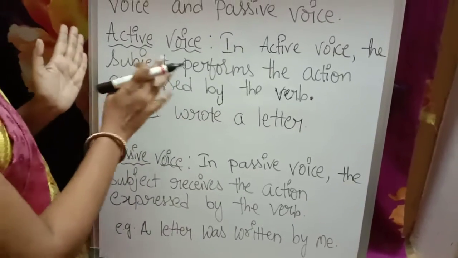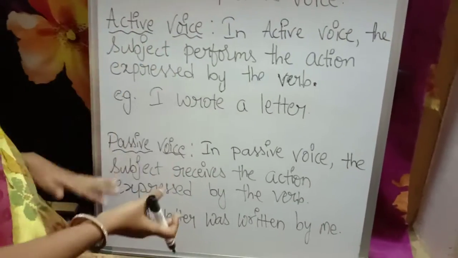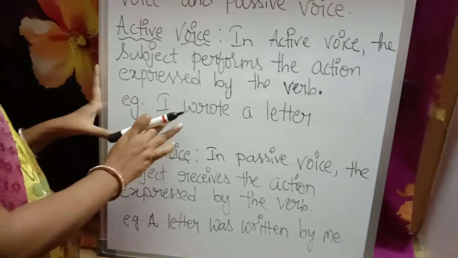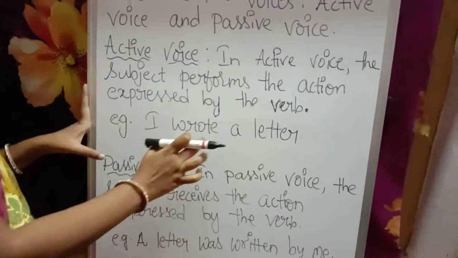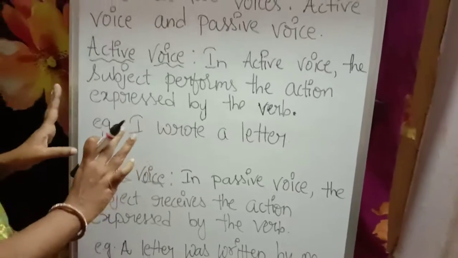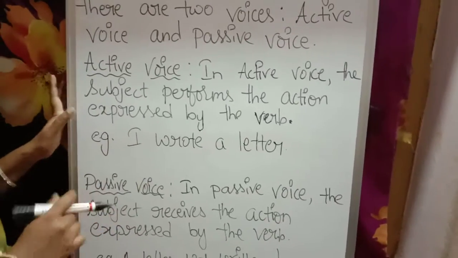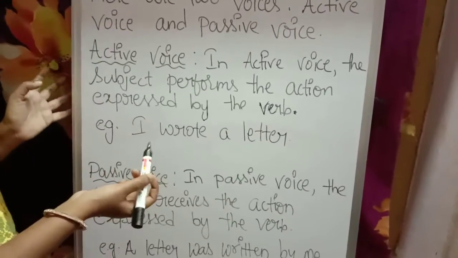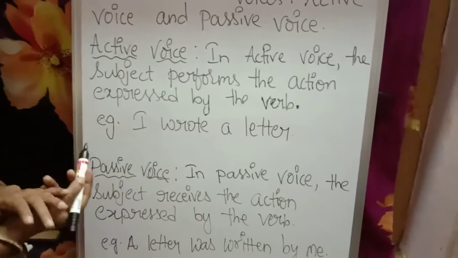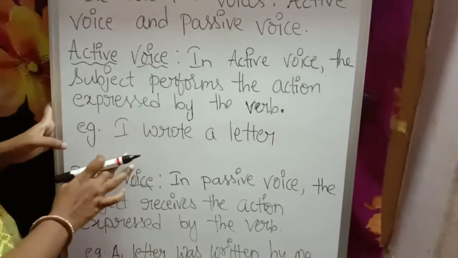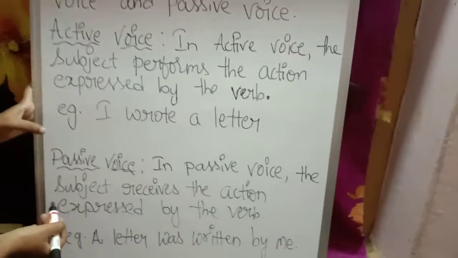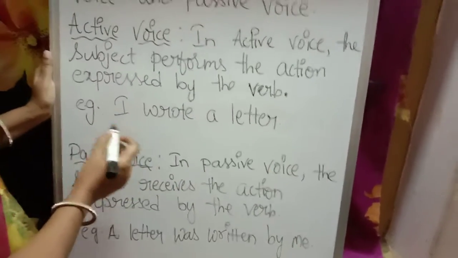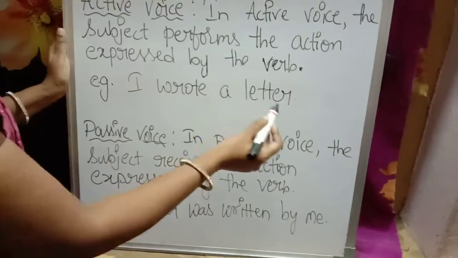So before knowing what is active voice and passive voice, first we should know the elements of the sentence. Here is a sentence. So we should know the three elements of the sentence, that is subject, verb and object. So let's identify the subject, verb and object in this sentence. So if you observe this sentence, I wrote a letter.